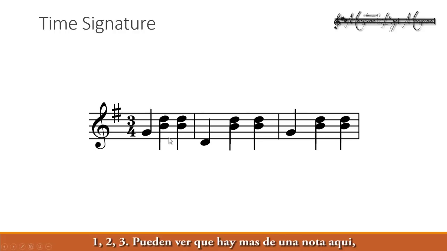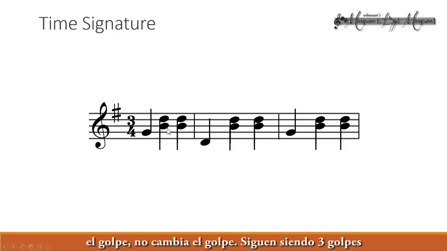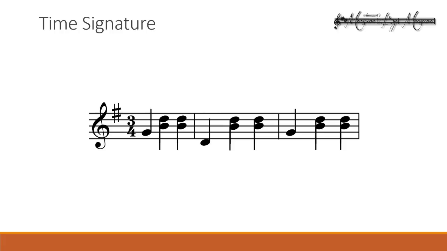1, 2, 3. There is more than 1 note right here, but that just means that the notes are played at the same time. It does not change the length of the note, the beat. It's still 3 beats. And this example would sound something like this. Can you hear it? Dun dun dun dun dun dun. 1, 2, 3, 1, 2, 3, 1, 2, 3. And that's the 3 fourths.